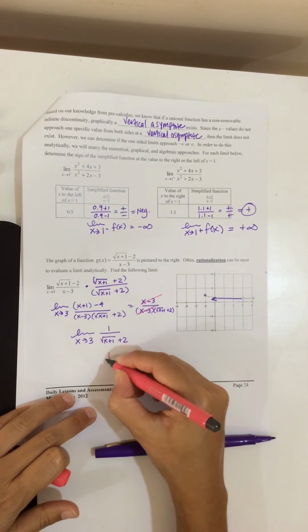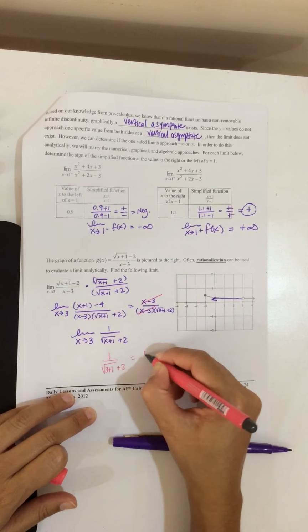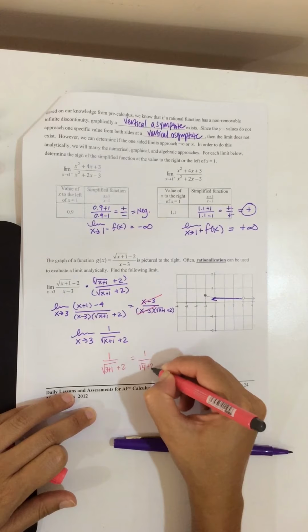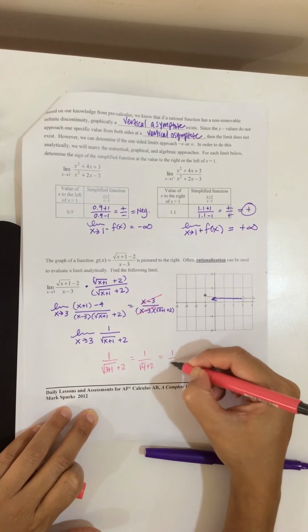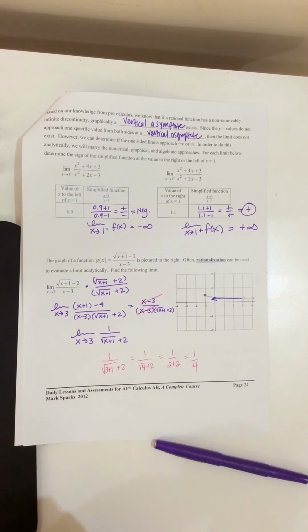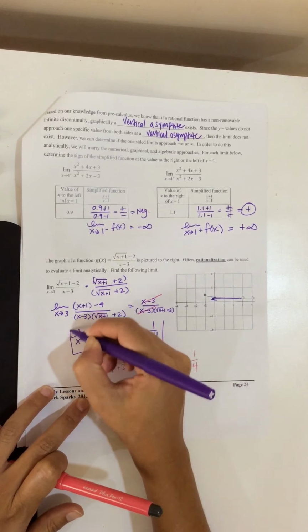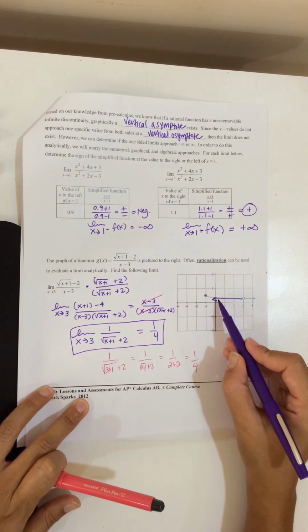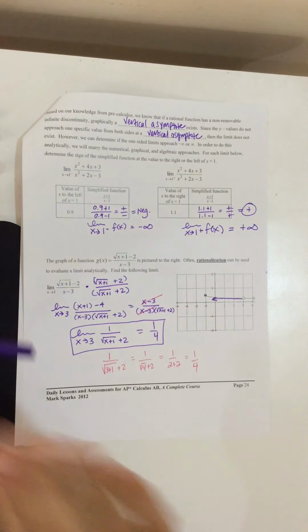So if I plug 3 in, I end up with this, which ends up being 1/4, right? So I know the value of this limit is 1/4. This would be kind of my final answer. And so I've gotten the exact value, which I didn't have to then estimate from a graph.